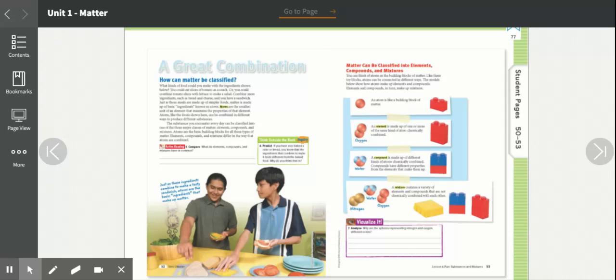An element is made up of one or more of the same kind of atom chemically combined. A compound is made up of different kinds of atoms chemically combined. Compounds have different properties from the elements that make them up. A mixture contains a variety of elements and compounds that are not chemically combined with each other.